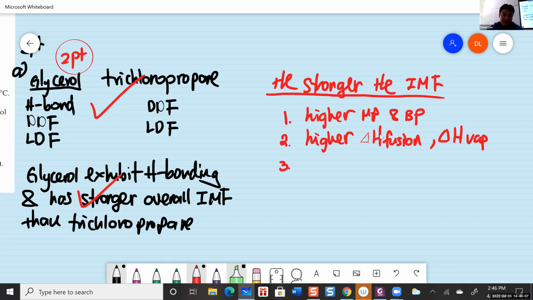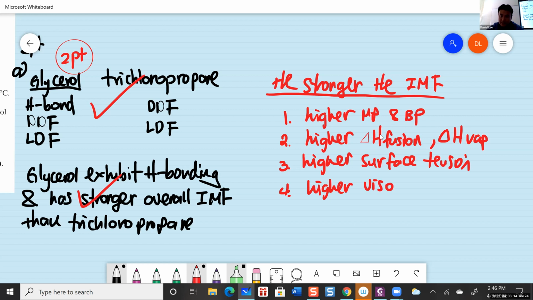The higher the surface tension, right? Surface tension of water, for example, is trillions of hydrogen bonding smacking you. So higher the surface tension. That's why water coils into a bead instead of smears out. Higher the viscosity. So harder to move about, more viscous, more thick. And the only thing that's lower is the vapor pressure. The one that has a stronger intermolecular force is harder to vaporize.